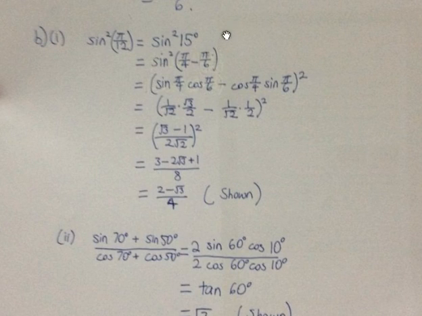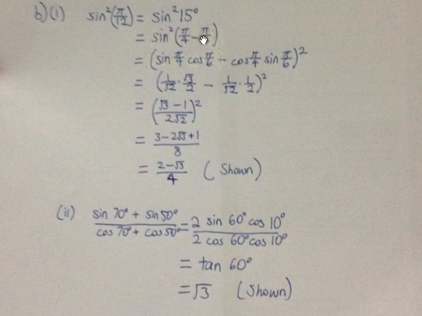Part B. We want to find the sine square of pi out of 12. Here it is equal to sine square 15 degrees. Okay, we can see that 15 degrees is equal to 45 degrees minus 30 degrees. Or we can say that it's pi out of 4 minus pi out of 6 in radian form.